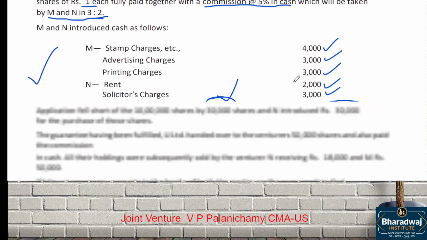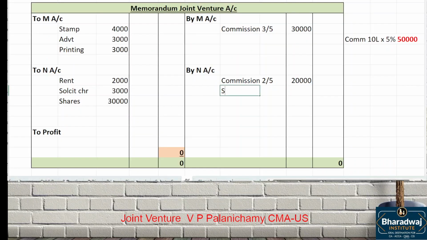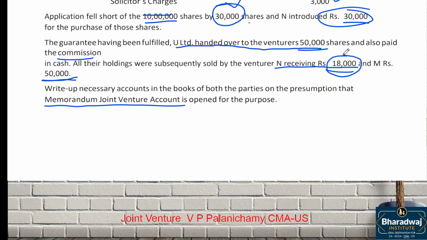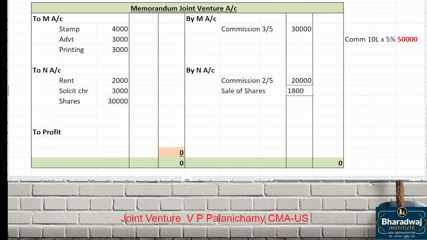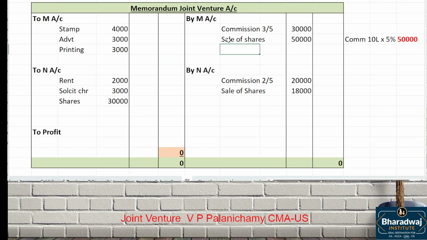Then read further. The shares are sold. N received how much? 18,000. M received how much? 50,000. Sale of shares. Be careful, N is given first. N received 18,000. M, sale of shares, how much did he receive? 50,000. That's all. So commission collected by M, sale of shares by M. Then commission collected by N, sale of shares by N.